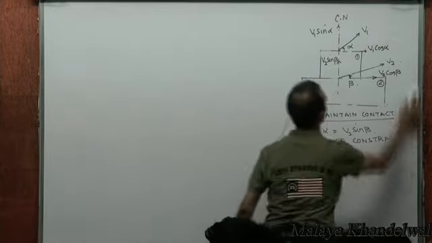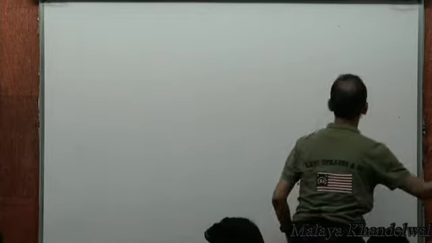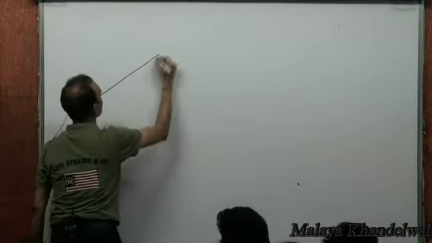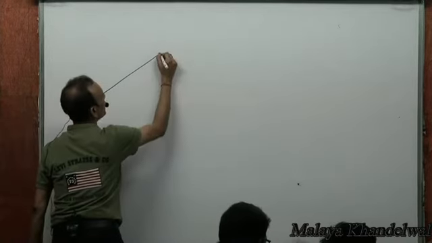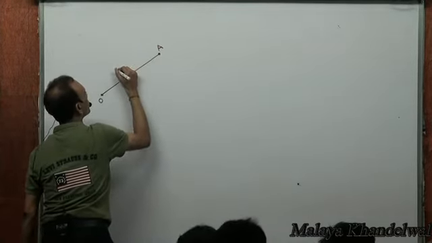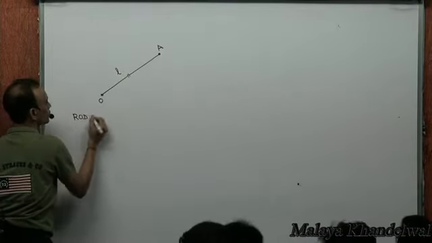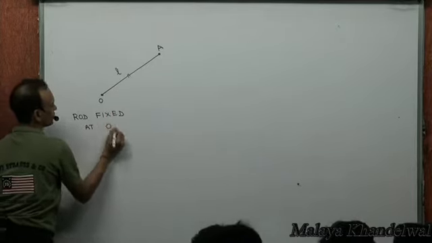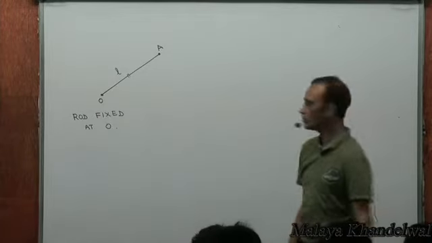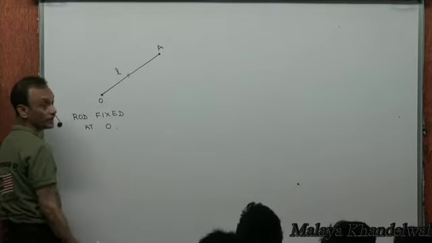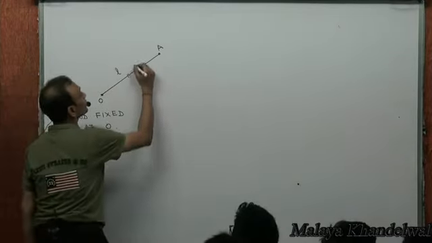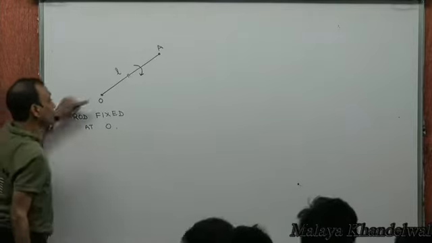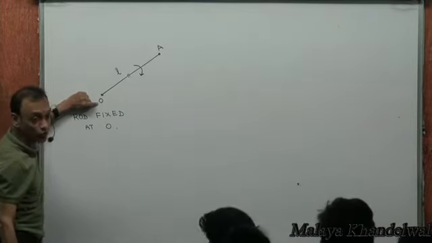Now, suppose this is a rod fixed at O. This is the end A of a rigid rod of length L. Then very clearly, if the rod were swiveling about O, pivoted at O, then the velocity of O will remain 0.